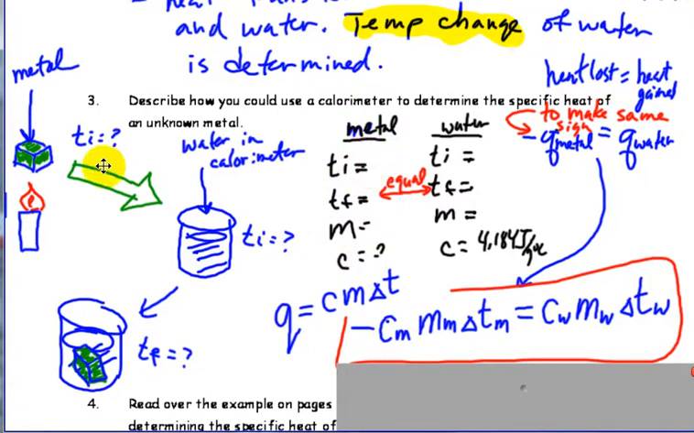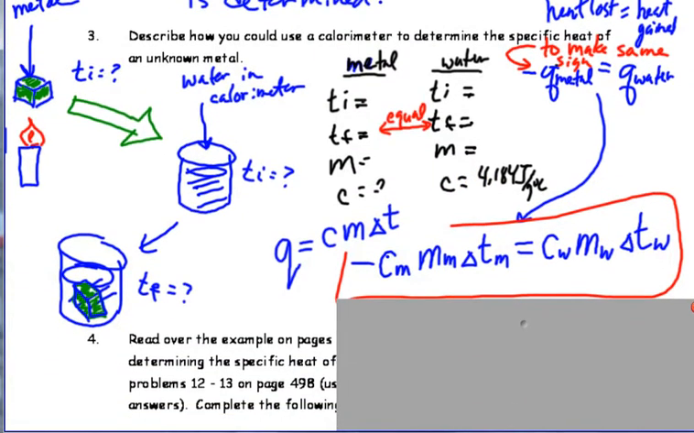So initial temperature of metal, measured. Initial temperature of water in the calorimeter, measured. They both reach the same final temperature, so that'll be equivalent. To figure out the change in temperature, it's Tf minus Ti. And of course we'll get a negative temperature change here for the metal because it's losing heat, and a positive temperature change for the water because it's gaining heat, so the negatives will cancel out. Mass of the metal, mass of the water, and specific heat of the metal, and if I'm using liquid water, the specific heat of water is 4.184 joules per gram degree C.